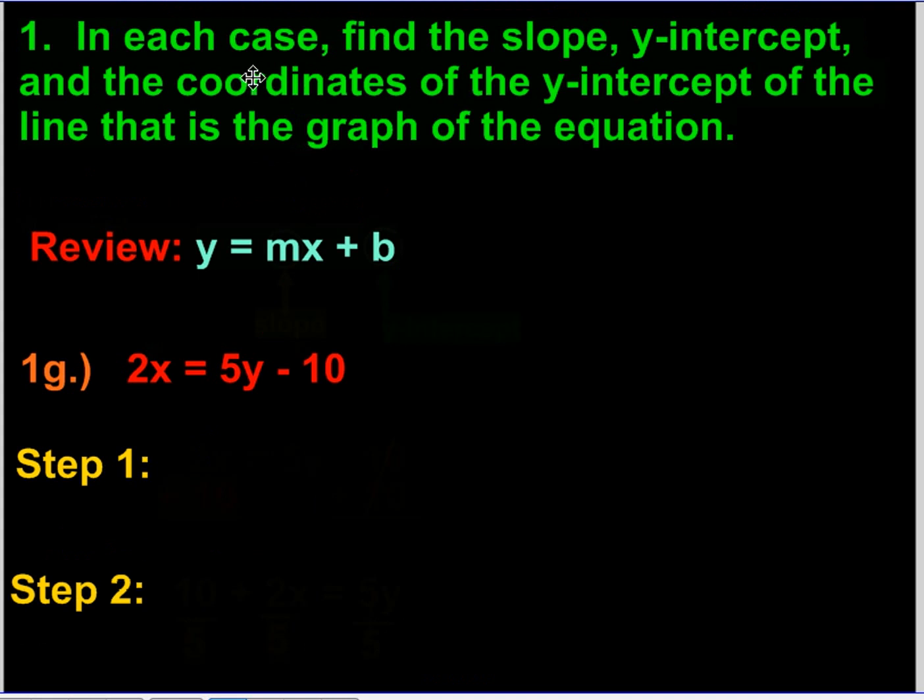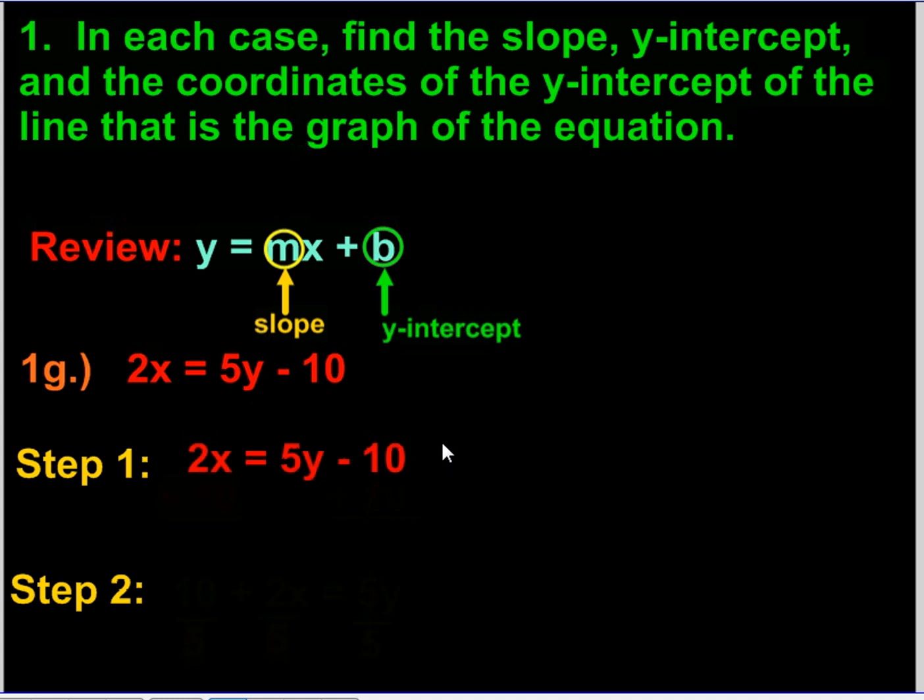Okay, number 1 again. Now we're going to do 1g. So again, we're trying to figure out where m is. We are trying to figure out where b is. Remember, m is the slope, b is the y-intercept. So we have 2x equals 5y minus 10. Now we don't have y isolated by itself as it should be up here, so we're going to have to do some work to achieve that.